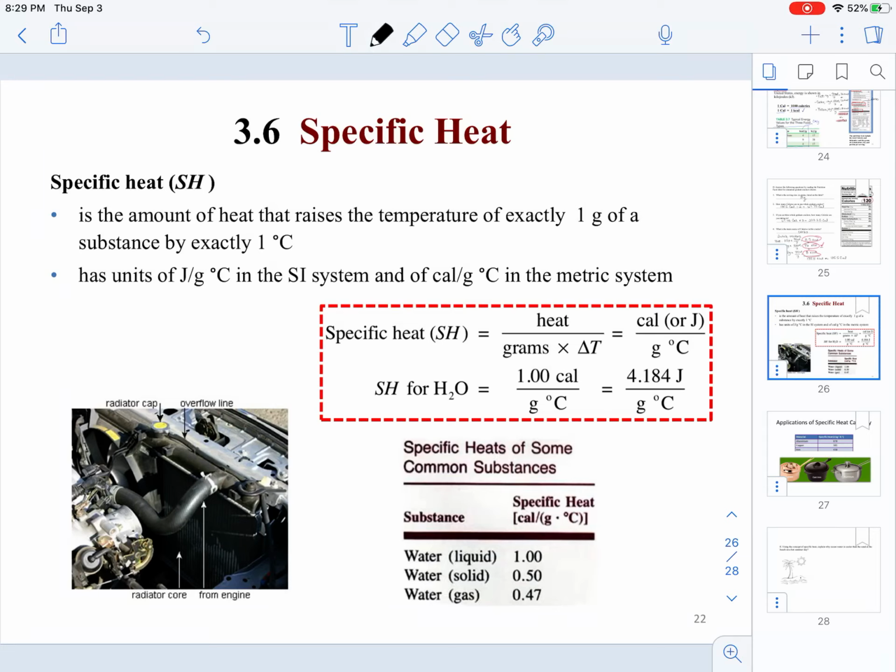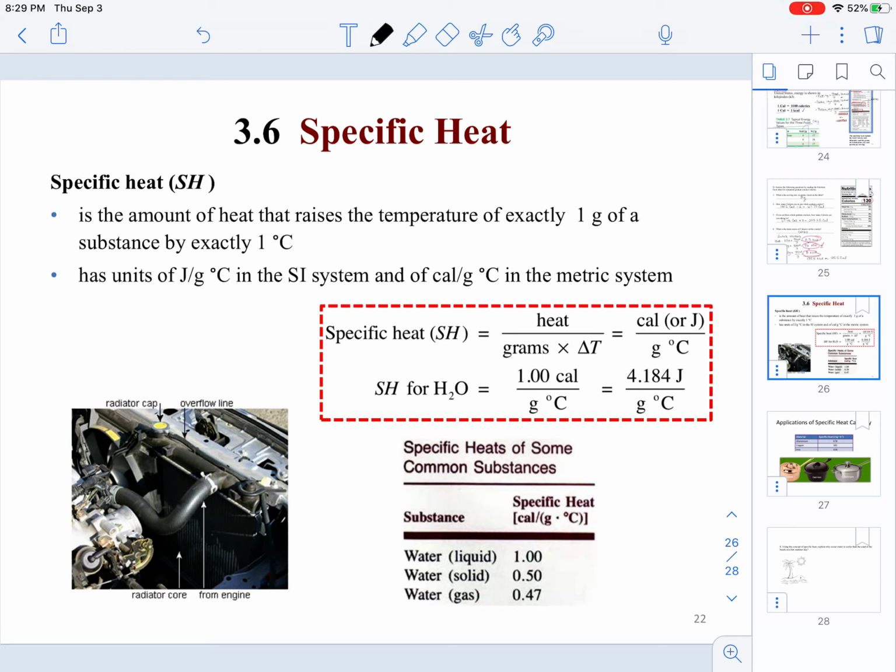In this video, we are going to go over the concept of specific heat, which is the last material that you guys are responsible for in chapter 3. Let's get started. Specific heat is the amount of heat that raises the temperature of exactly 1 gram of a substance by 1 degree Celsius.